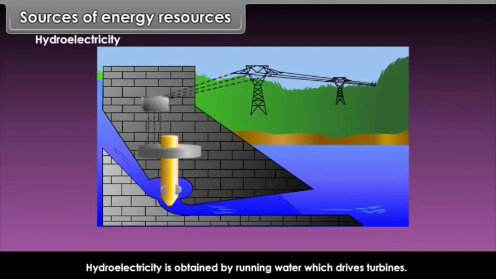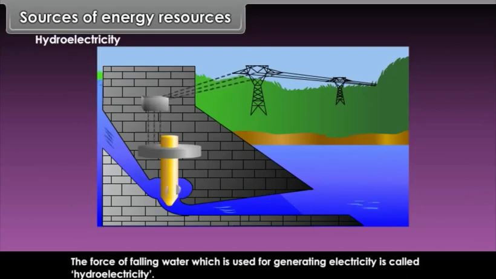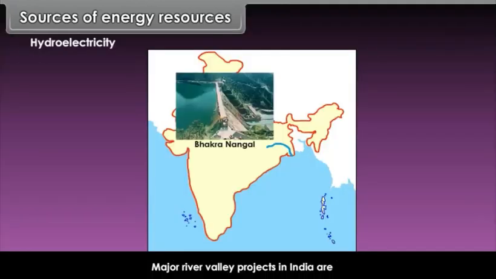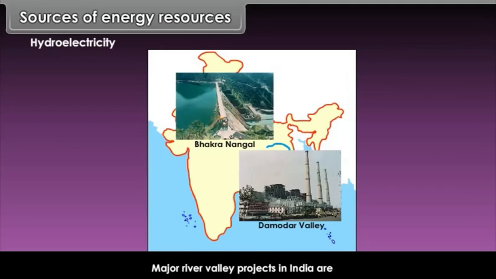Hydroelectricity. Hydroelectricity is obtained by running water which drives turbines. The force of falling water which is used for generating electricity is called hydroelectricity. Major hydel power projects, commonly known as river valley or multi-power projects in the world, are located in countries like Sweden, Norway, Switzerland, Canada and the USA. Major river valley projects in India are Bhakra Nangal and Damodar Valley Corporation, which produce hydroelectricity.